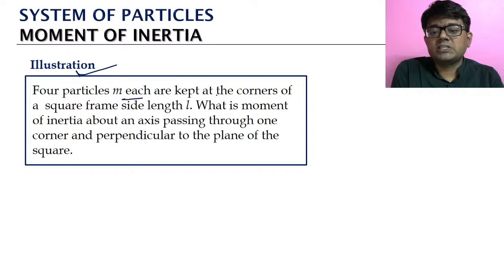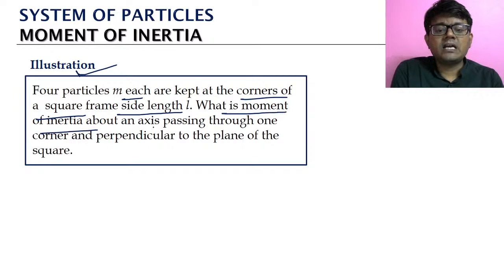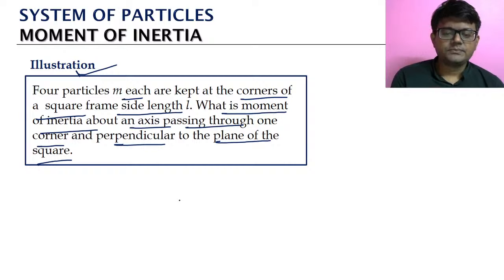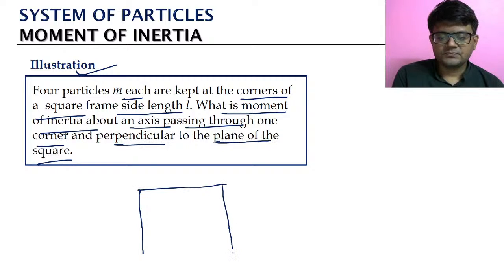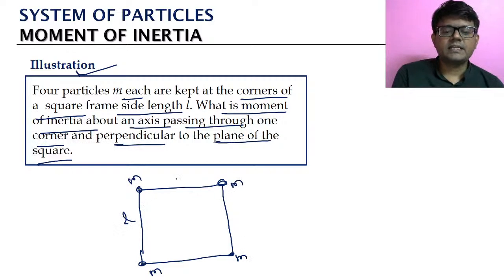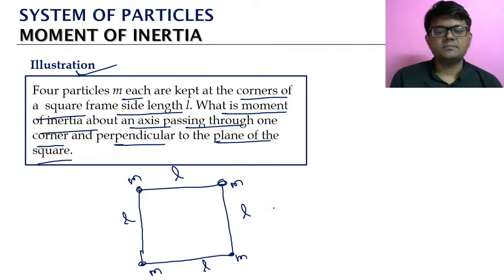Four particles of mass m each are kept at the corners of a square frame of side length L. What is the moment of inertia about the axis passing through one of the corners and perpendicular to the plane of the square? This is how it is: at the 4 corners we keep the mass. The side length of the square frame is L. The axis is passing through one corner and perpendicular to the plane of the square.